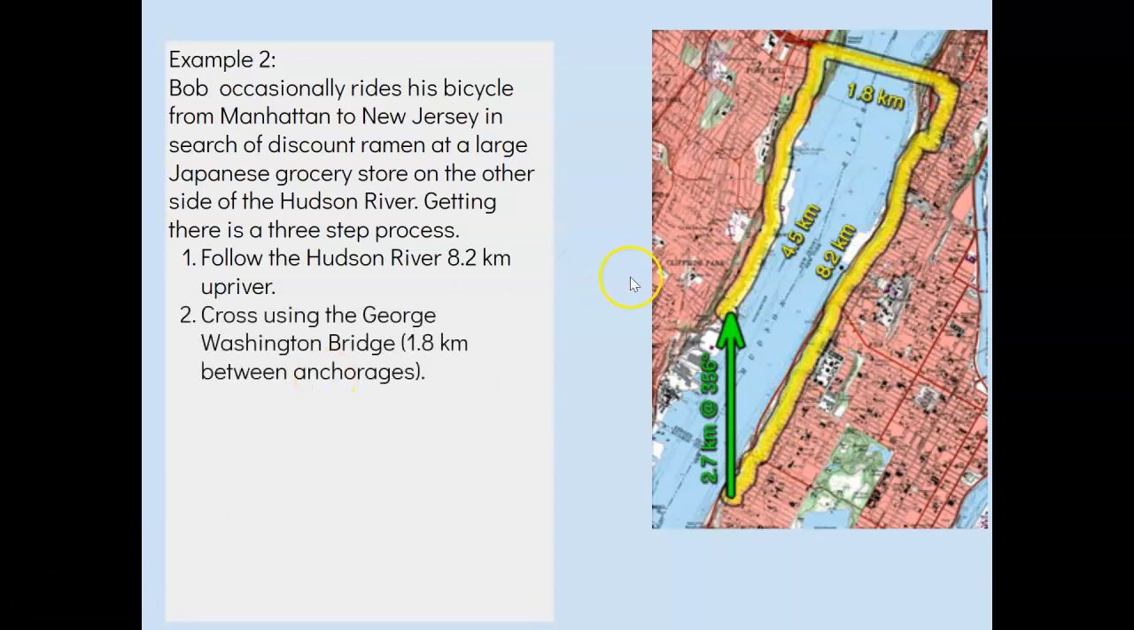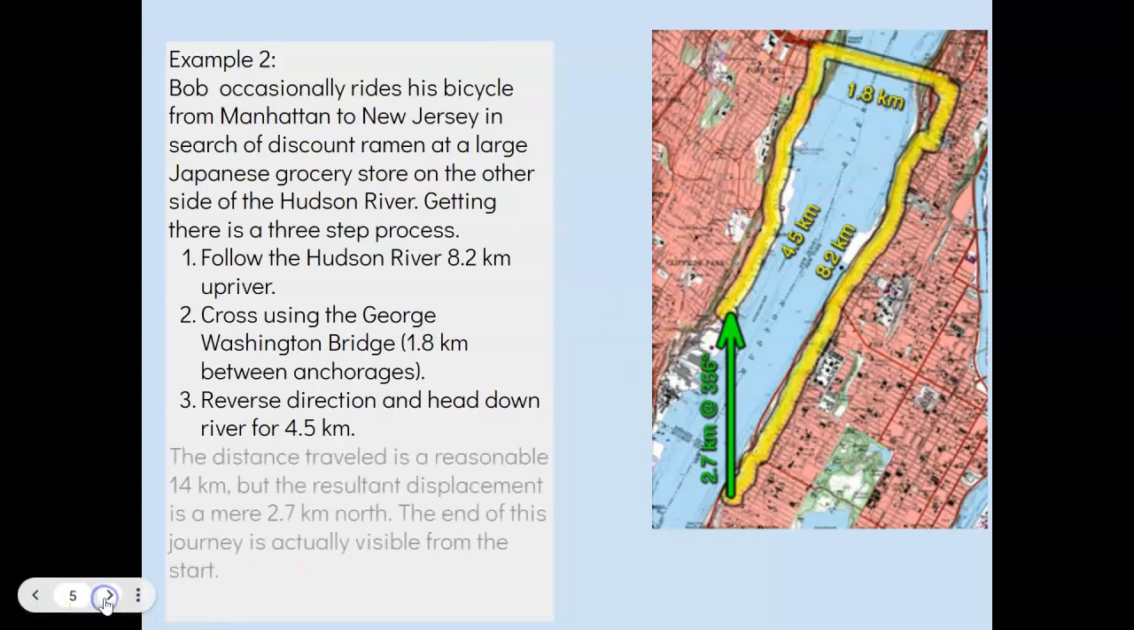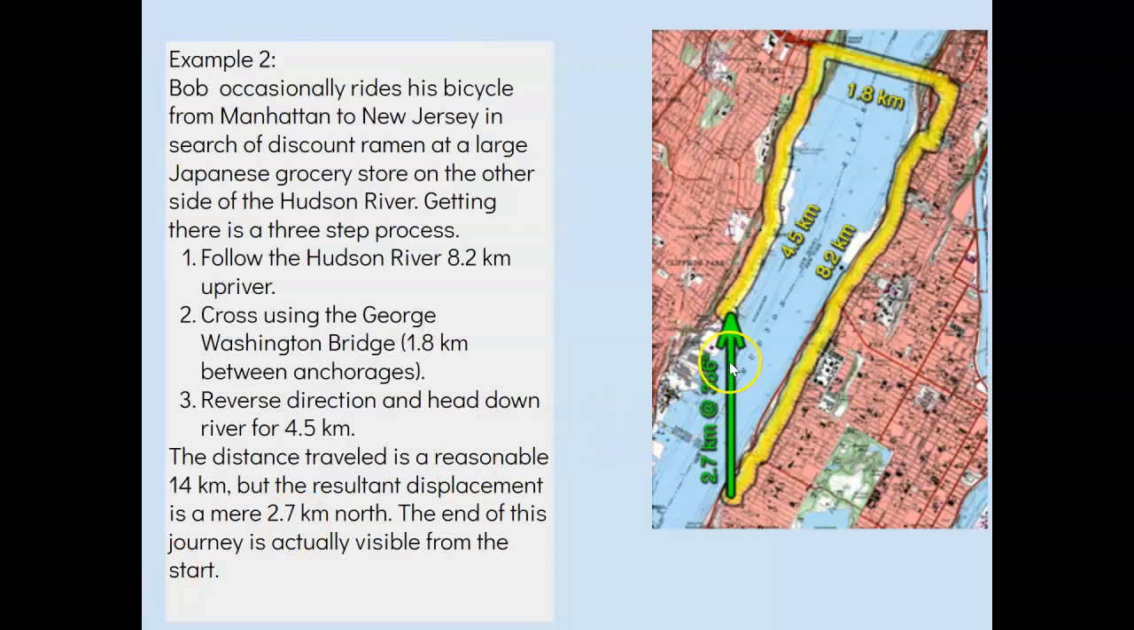Then he has to cross the George Washington Bridge, which is 1.8 kilometers. Okay, so he's gone up and now he has to go over the bridge. Then he has to reverse direction and head back down the river for 4.5 kilometers. Okay, this is all to get to the Japanese grocery store. Okay, the total distance traveled is 14 kilometers. Okay, so 8.2 plus 1.8 plus 4.5 is 14.